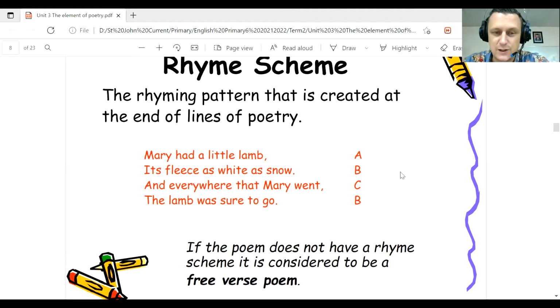And then we go to the last line. The lamb was sure to go. Go rhymes with snow. That means we have our first rhyming word pair, right? So that means A, B, C, B. Because this one, the B, rhymes with that one, so we give them the same letter. And this one gets an A because it was the first line in the poem. That's how you do it. This is how we do it.